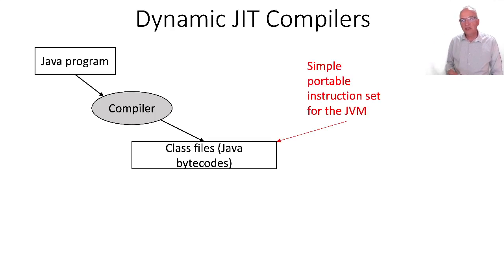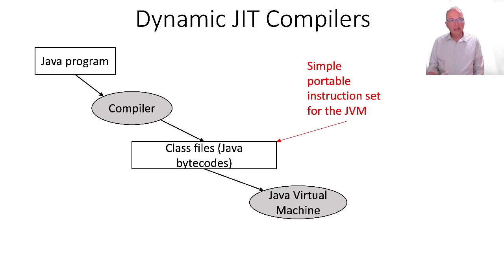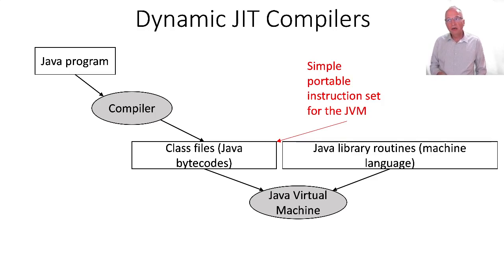And these Java bytecodes are a simple portable instruction set for a Java virtual machine. A Java virtual machine simply executes these bytecodes, and you may also have some library routines that are in machine language that are linked together and are used by a Java virtual machine. And what the Java virtual machine does is to interpret the bytecodes.